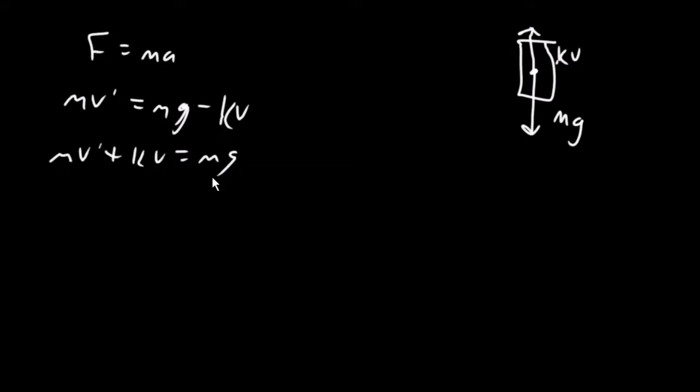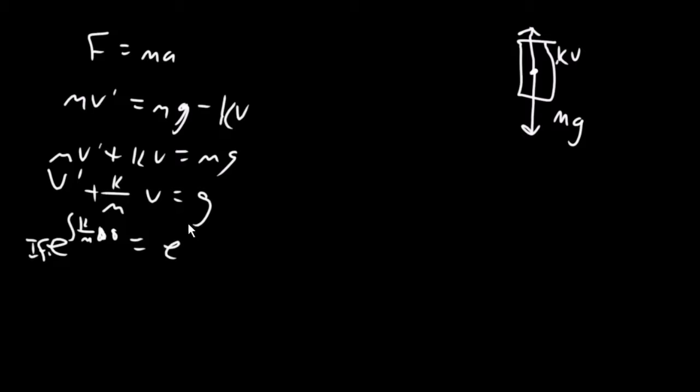Let's divide everything by m. So v prime plus k over m v is equal to g. And so right off the bat, we can just use our integrating factor. What's our f of x going to be? It's going to be k over m. So we're going to take our integrating factor. It's going to be e to the power of the integral of k over m dt. Let me label that if. And what's it going to equal to? It's going to equal to e to the power of kt over m.